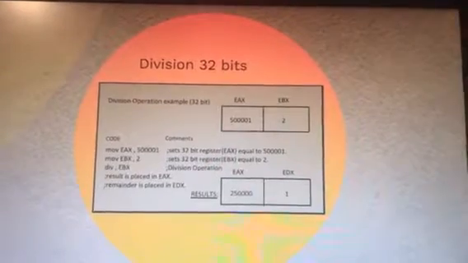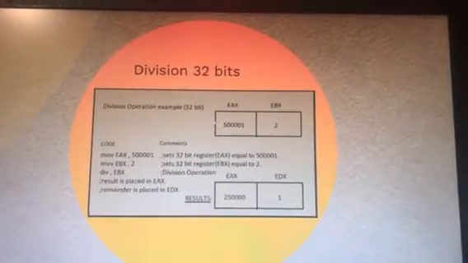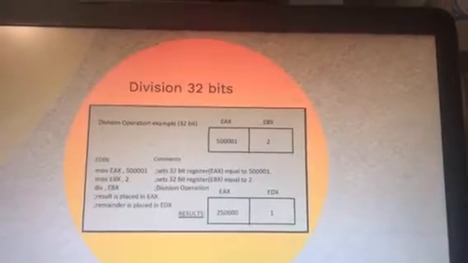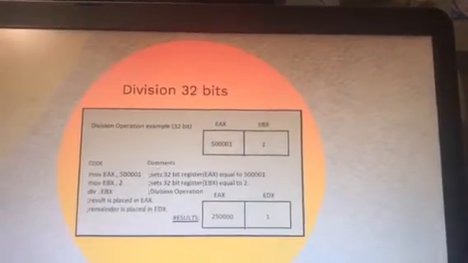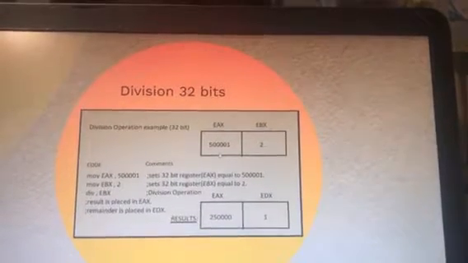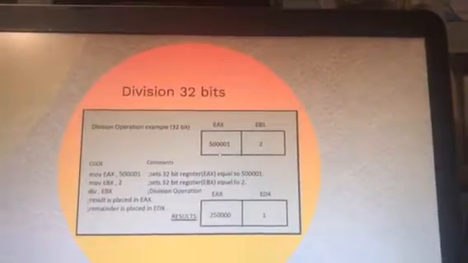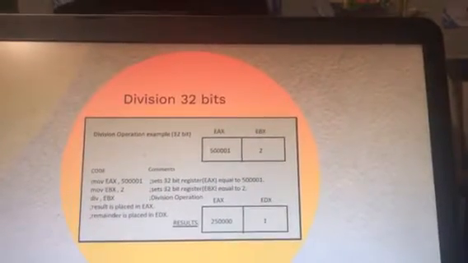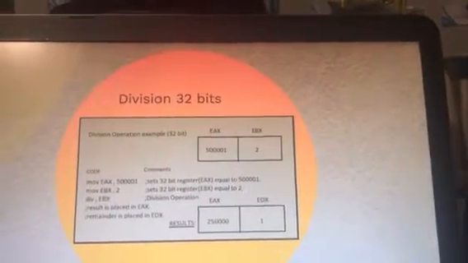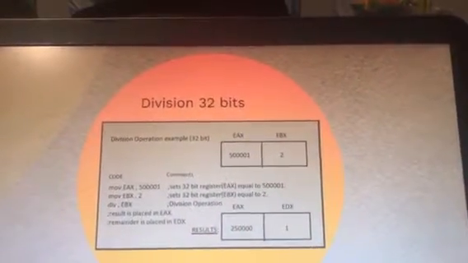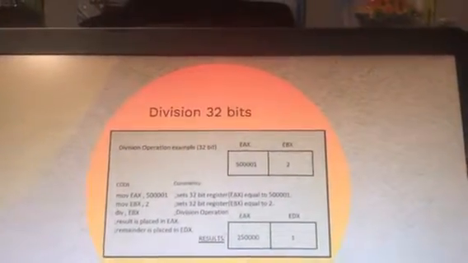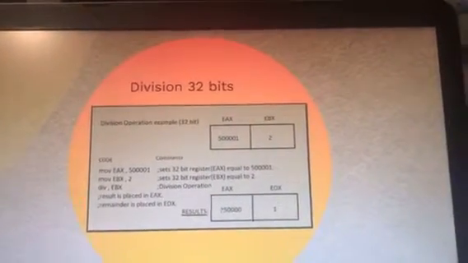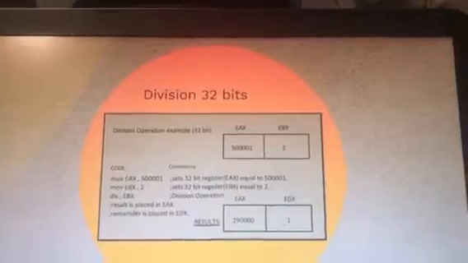Finally, division with 32 bits. We have the division operator, the 32-bit register EAX and the 32-bit register EBX. For the values, we have 500,001 for EAX and 2 for EBX. We have our division operation. The result is placed in EAX, as you can see right here, and the remainder is placed in EDX. So 500,001 divided by 2 gives you 250,000 with a remainder of 1.